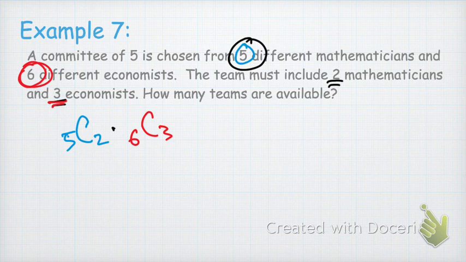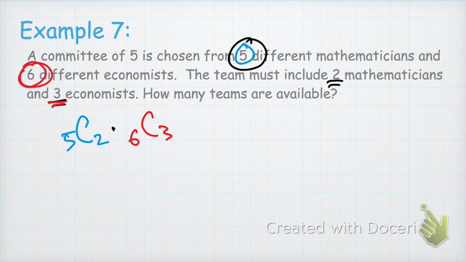And so for each choice of mathematicians, we can have any one of the choices of economists. In situations like that, that's where the counting principle would apply, and we would multiply these options together. So let's see what 5 choose 2 is, and 6 choose 3, and then we'll multiply those together.